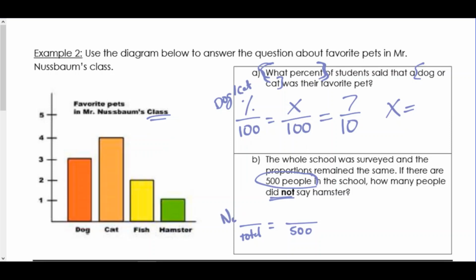So I'm going to say that's not hamster. So out of 500 people, I don't know what that number is. I didn't survey all 500 people, but in this group of 10 people, I know that these 9 did not pick hamster. So it's 9 out of 10 that did not pick hamster versus some number out of 500 that did not pick hamster. Again, I'm going to expect you to finish that one on your own.